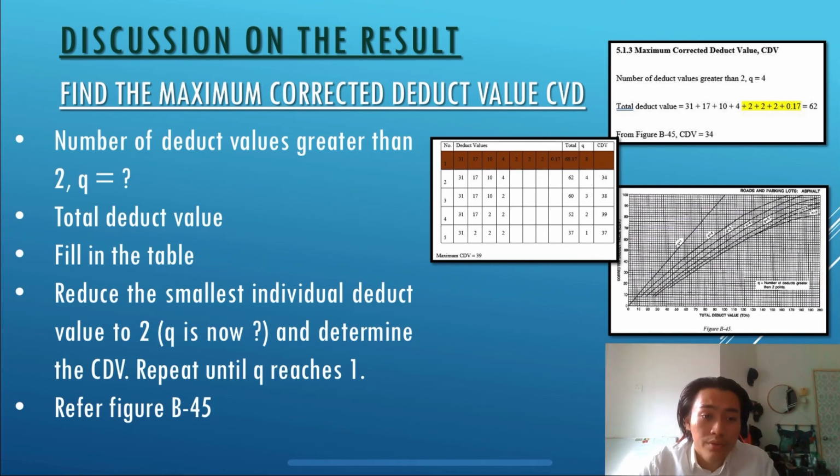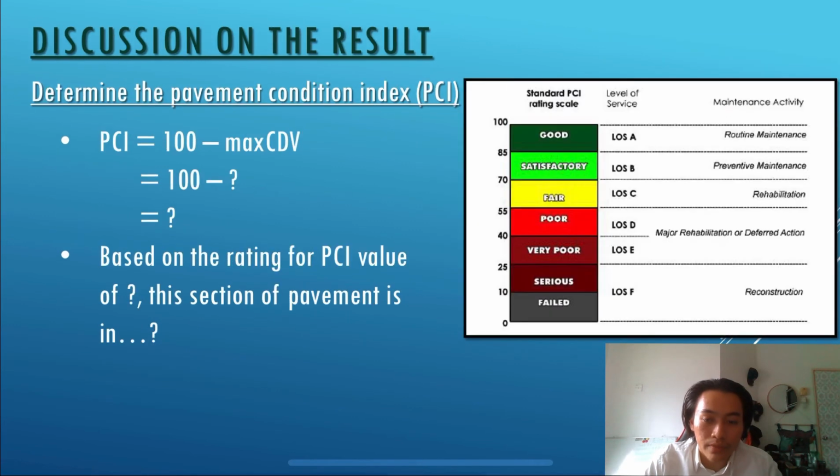And then after we put the Q in each row, we should refer to figure B45 to know the CDV. From that, we know which row has a maximum CDV. From that, we can calculate the PCI. The formula of PCI is PCI equals 100 minus maximum CDV. The maximum CDV we can get from the table that we calculated before.